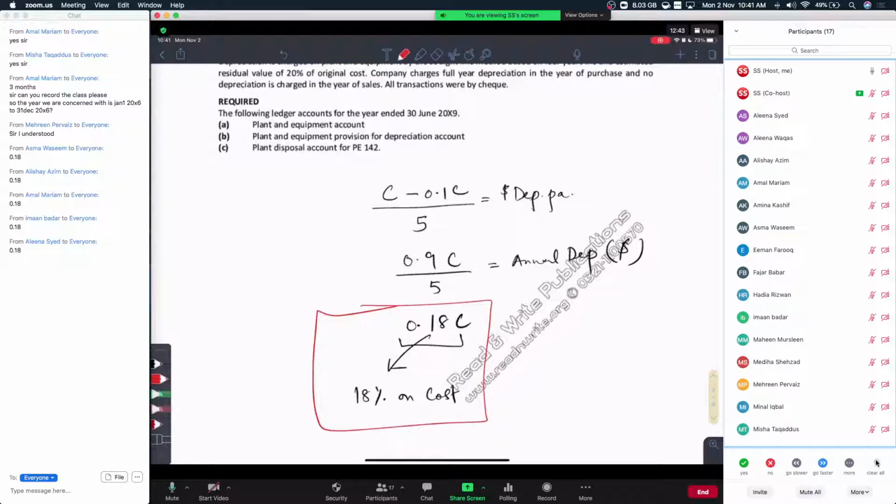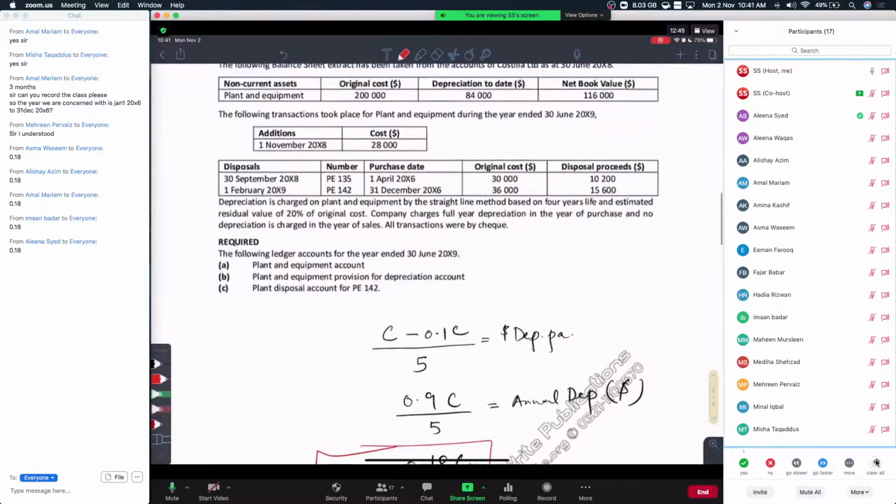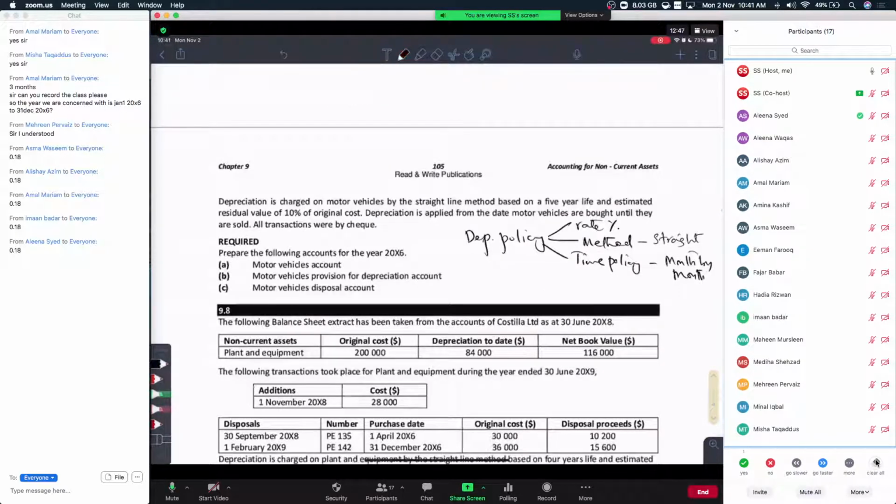Alright. So that means we now have all three elements. It's 18% per annum, straight line method, and month by month depreciation policy. So these are the things that you need to know right away: what is your financial year for which you are to make the accounts. So we decided 1st of January 20x6 is when our financial year begins, and 31st December 20x6 is when it finishes.